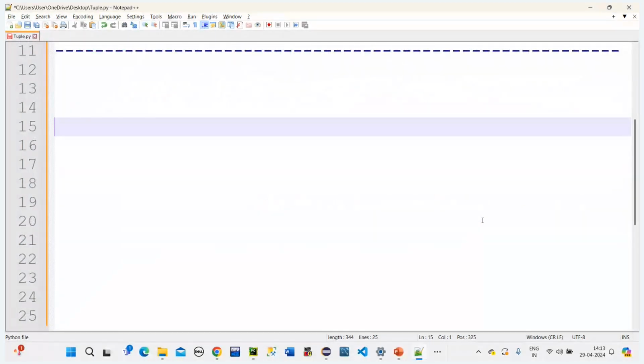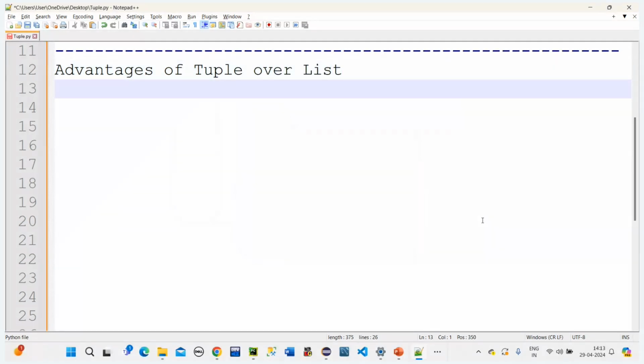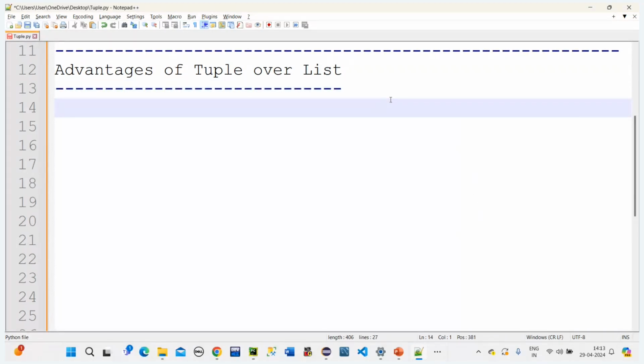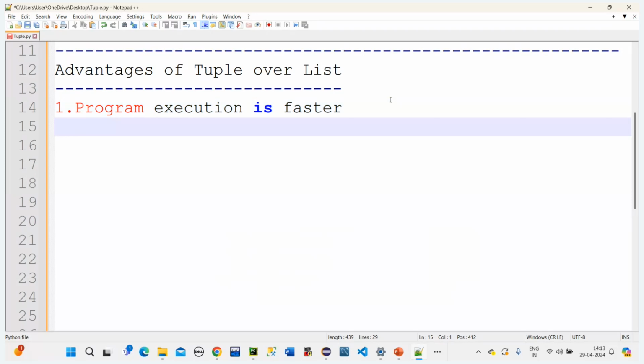Now let's see one more thing, the advantages of a tuple over a list. How is a tuple advantageous over a list? The first one is that program execution is faster when manipulating a tuple than its equivalent list. That's it, it is faster.